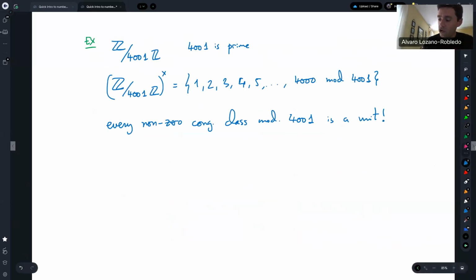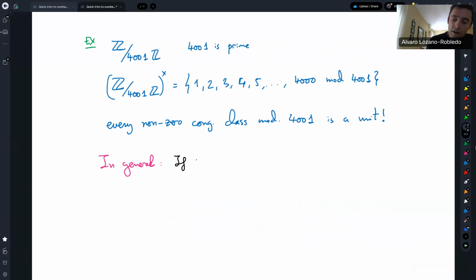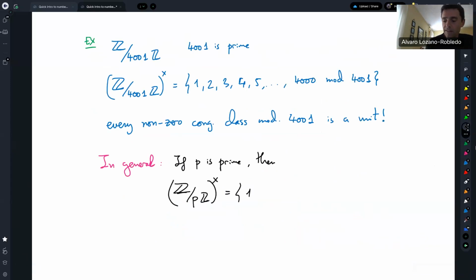Okay, and in general, what we have is that if P is prime, then Z mod PZ cross, the units modulo P, are precisely the classes 1, 2, 3, up to P minus 1 modulo P. So every class that is non-zero is a unit.